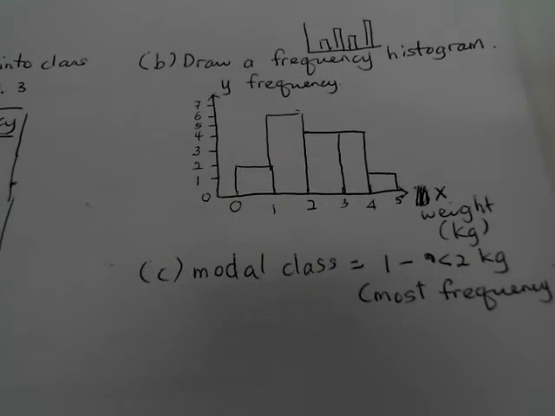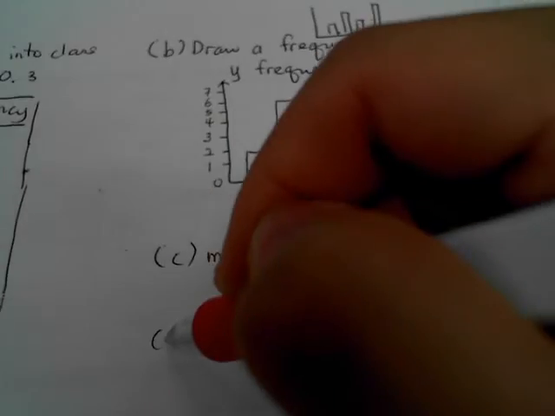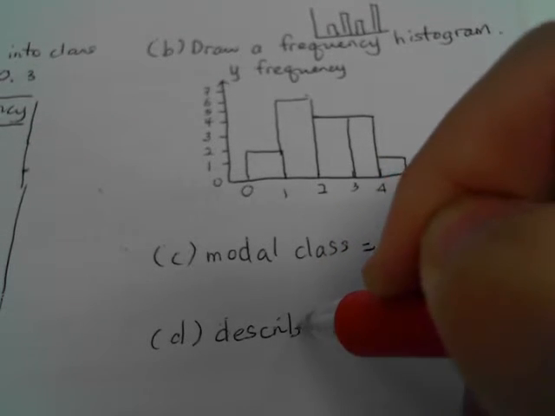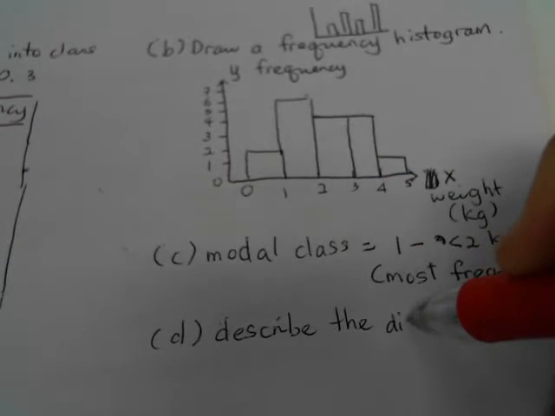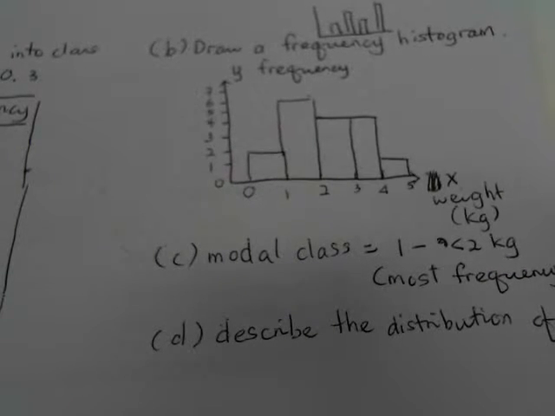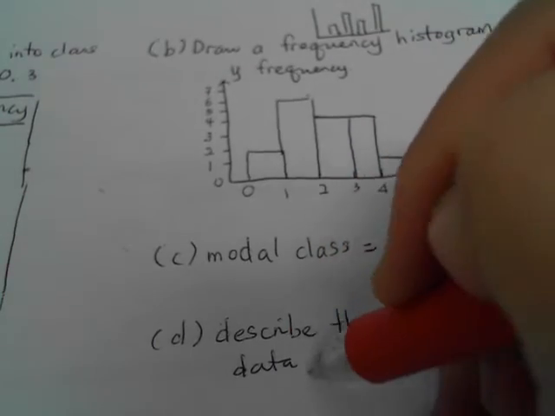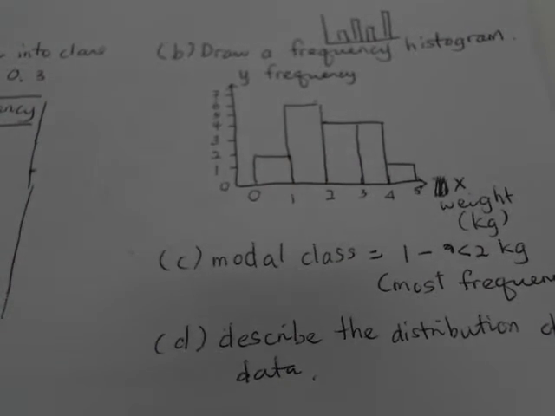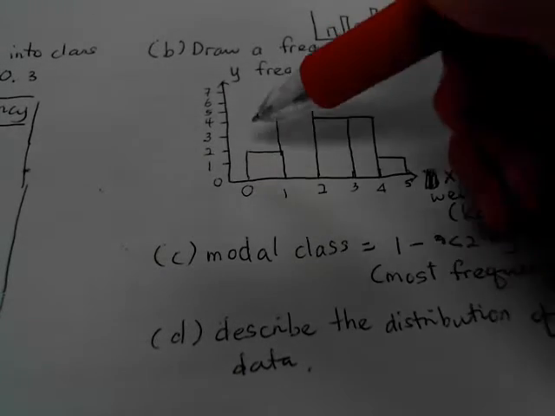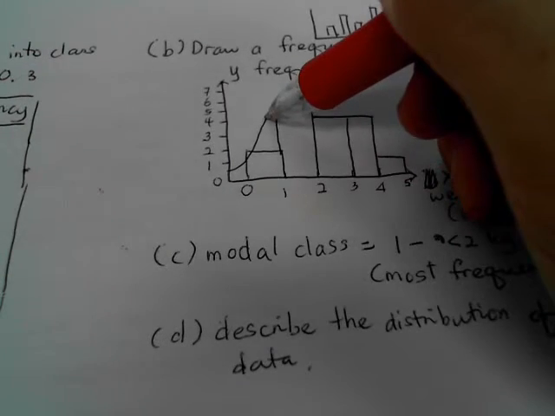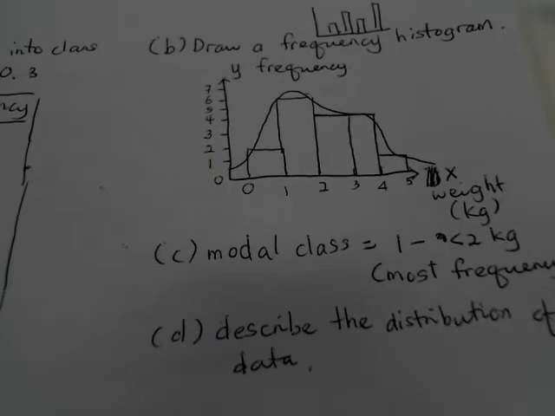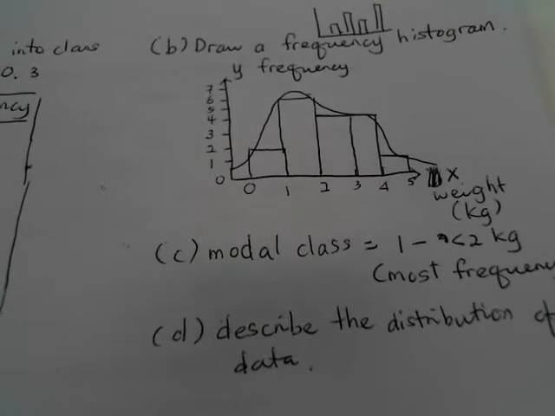Now as usual, we'll go on to part D. We are going to describe the distribution of the data. So now if you want to describe the distribution of the data, what do we have to do here? You're going to draw the line. So we start from here, we draw the line on top, and then we go flat, and it comes down. How do we describe this particular data which has been distributed? What do you think it is?